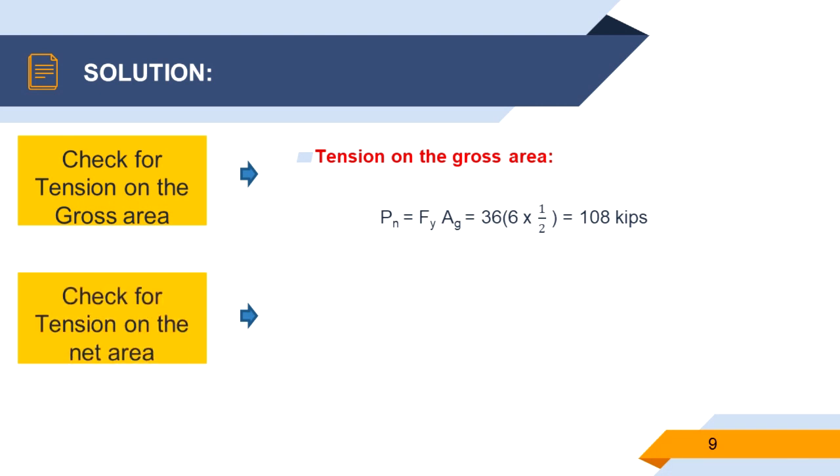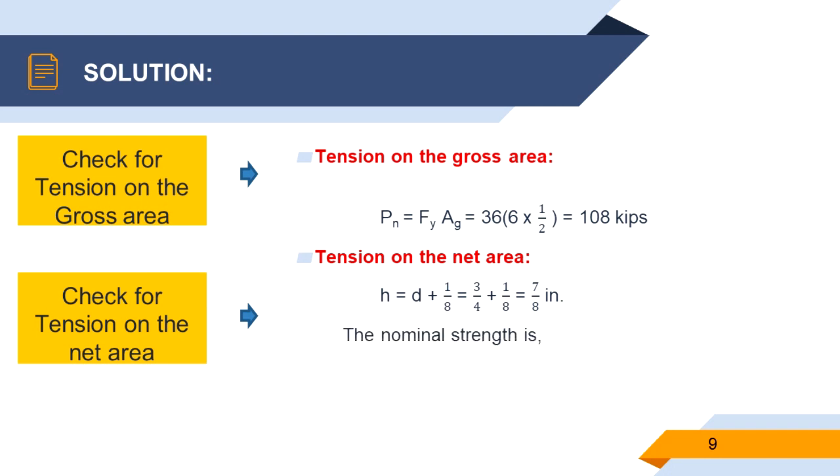And now we'll check tension on the net area. All elements of the cross-section are connected, so shear lag is not a factor, and Ae is equal to An. For the hole diameter h, which is equal to d plus 1/8, substituting the value, we get 7/8 inch. The nominal strength Pn is equal to Fu times Ae, which is also equal to Fu times (Wg minus summation of h), and substituting the values, we get 123.3 kips.